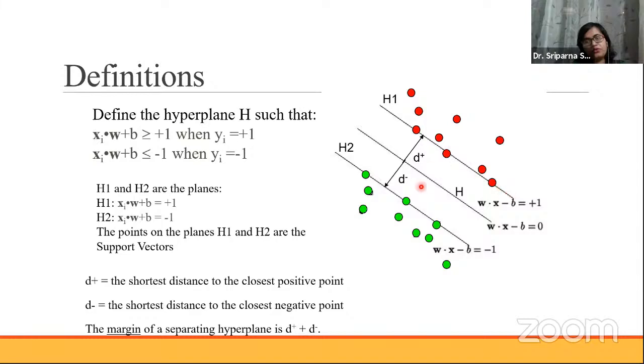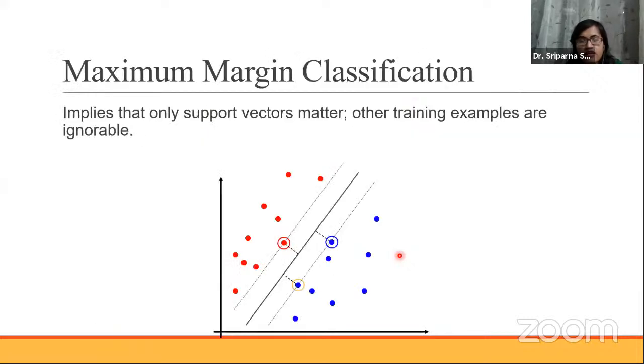this region of data will have a value greater than or equal to +1, and for this region of data, this particular line is equal to -1, so this data will be less than or equal to -1. So this is the maximum margin classification problem.